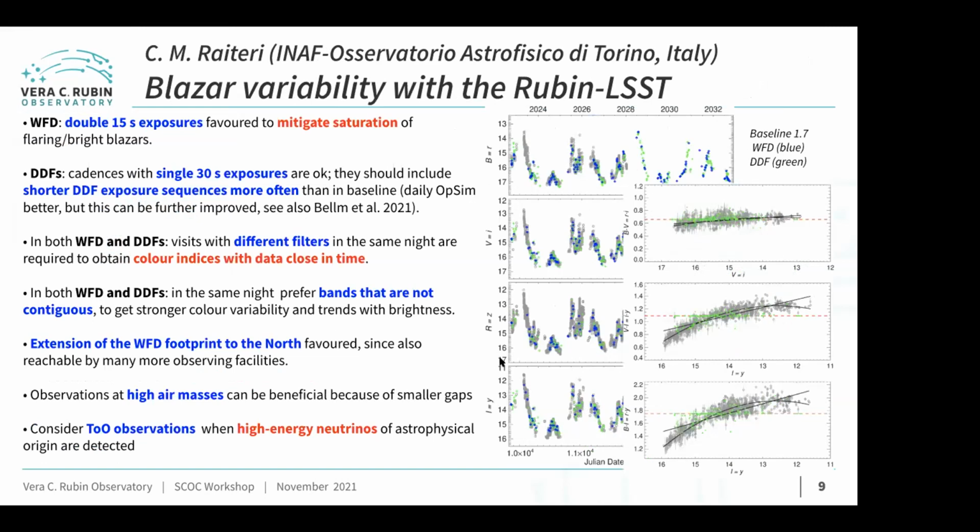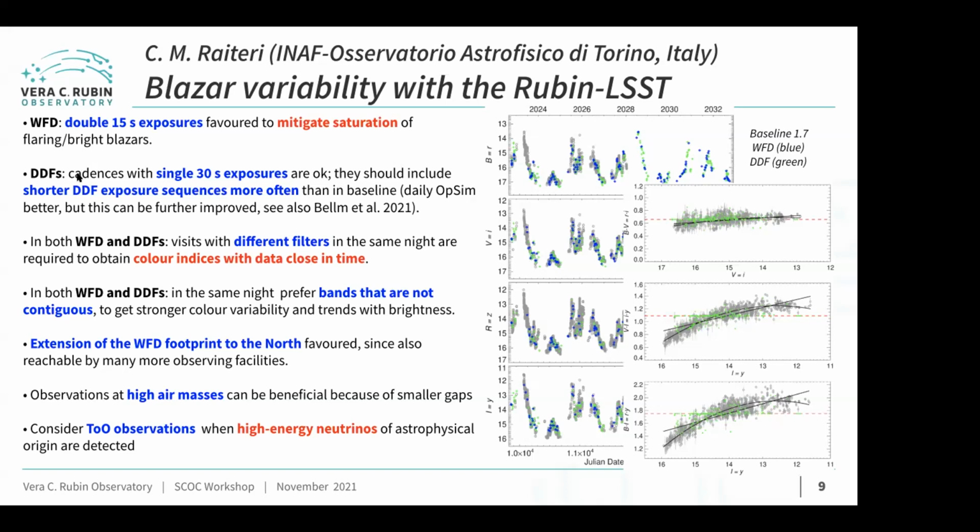So the conclusions of our analysis are the following. In the wide-fast-deep, we favor visits with 2 snapshots of 15 seconds each to mitigate saturation of flaring and bright blazars. No cadence was found to perform much better than the 1.7 baseline cadence, whose main disadvantage is to pair visits in contiguous filters in the same night.